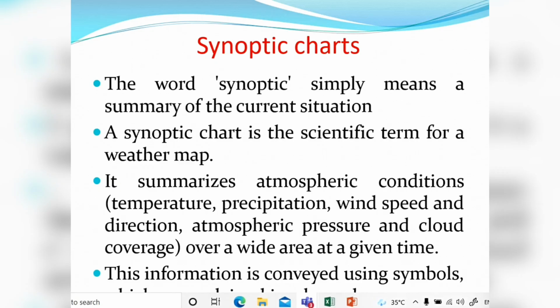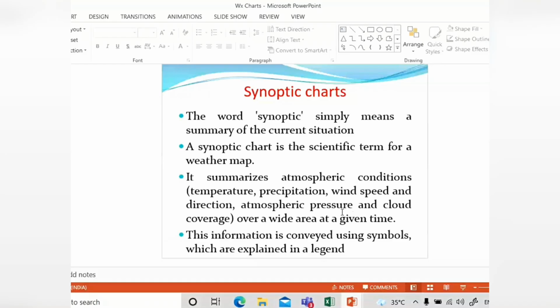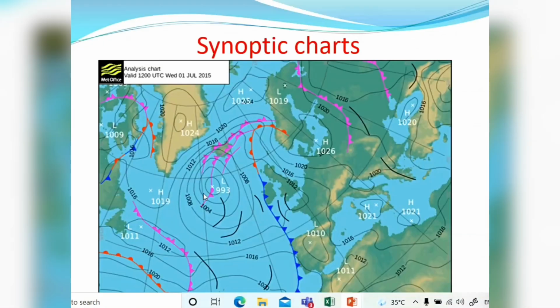So this information is conveyed using various symbols, which are explained in a very different form. We know what these symbols mean. These are the fronts: cold front, warm front, occluded front. And we know these are the isobars showing different pressures.